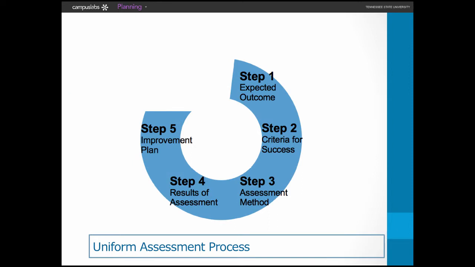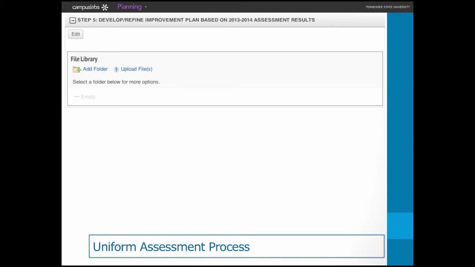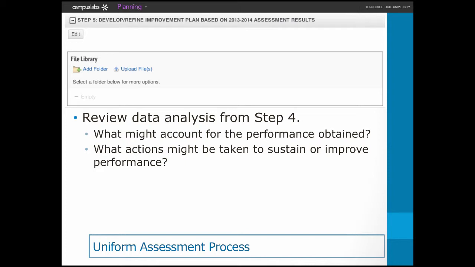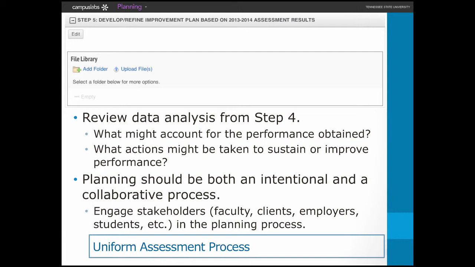Step 5 is an improvement plan. This plan is based on the review of data from Step 4. What might account for the performance obtained? What actions might be taken to sustain or improve performance? Planning should be both intentional and a collaborative process. Engage stakeholders, faculty, clients, employers, students, and so forth in the planning process. Not applicable is not an acceptable response to the Step 5 plan.